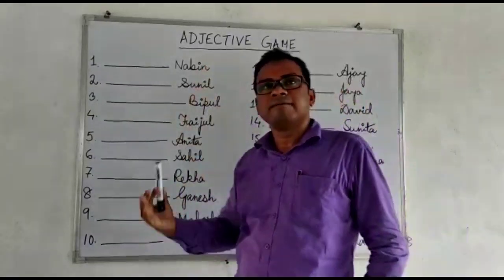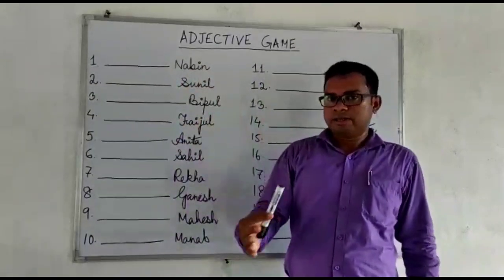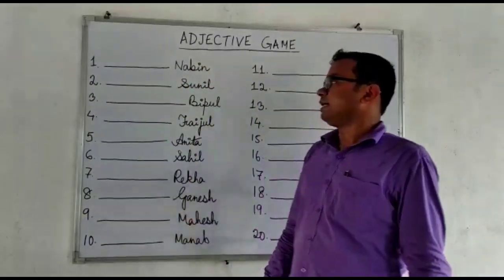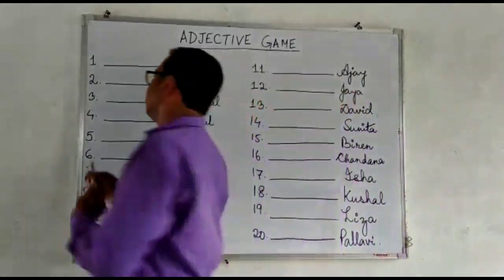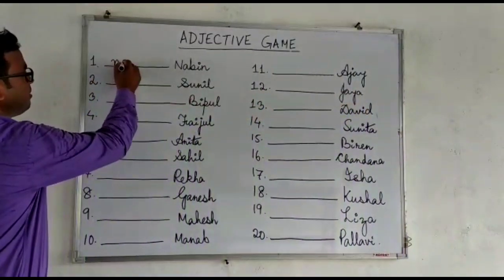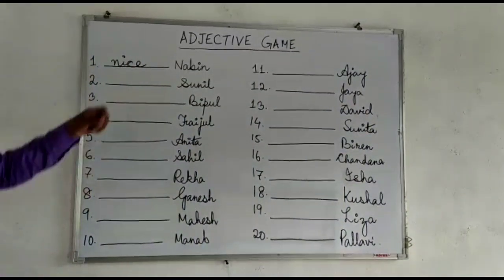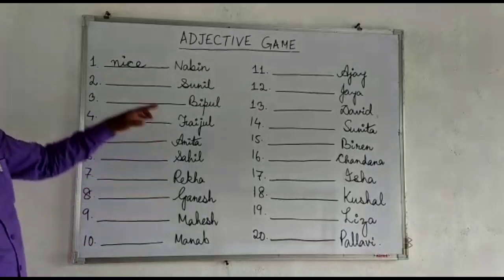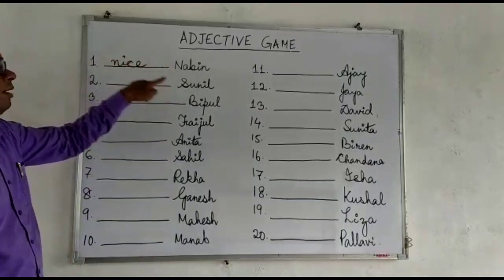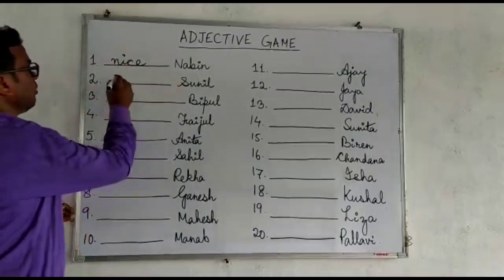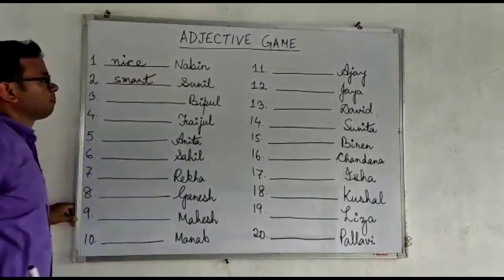Suppose all the students have thought of an adjective with the first letter of their names. Now if we play the game like this, Nabin will say he is nice Nabin. And Sunil will say what? At first he will say Nabin's name as nice Nabin. Then Sunil will say smart Sunil.